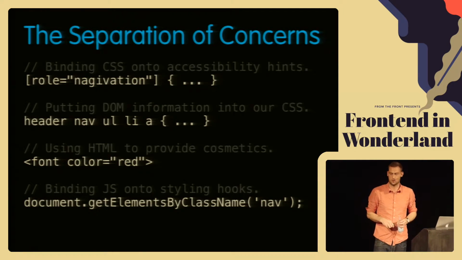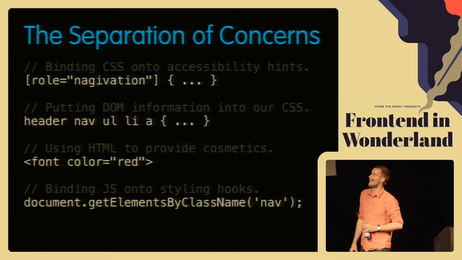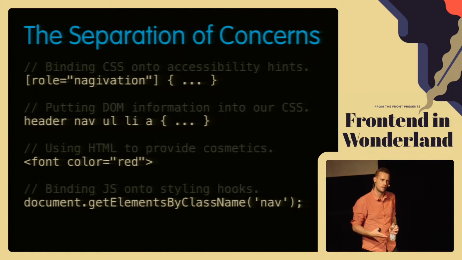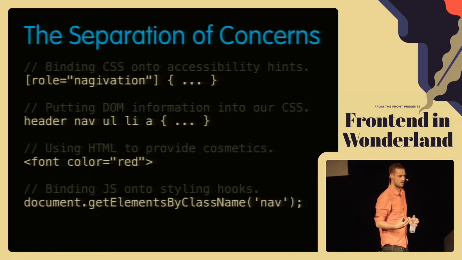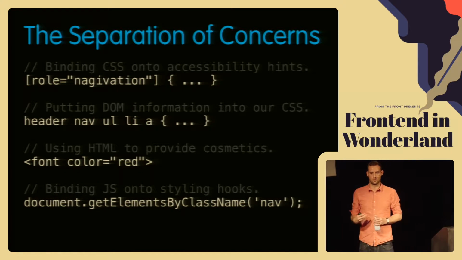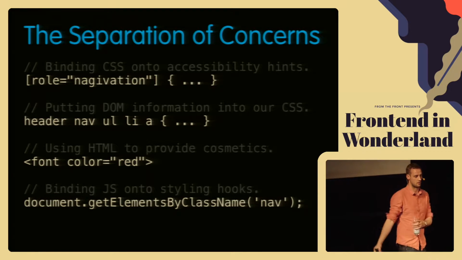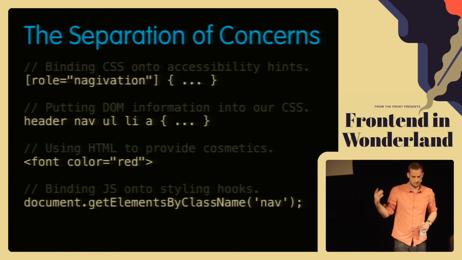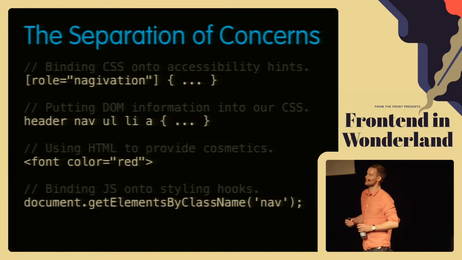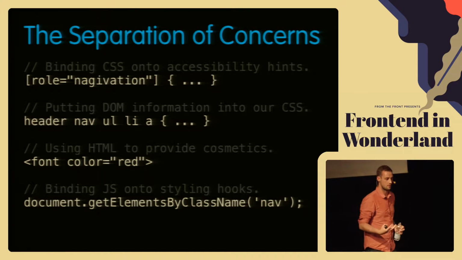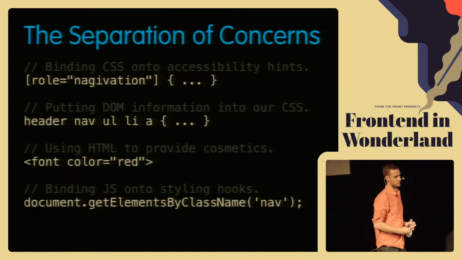Some specific examples. The top one, see quite a lot. Attaching styling to what is essentially an accessibility hint is very improper because now we can't make accessibility decisions without having to also be aware of our stylistic decisions. The header nav ul li, we see selectors like this in the wild all the time. This is a complete violation of the separation of concerns.